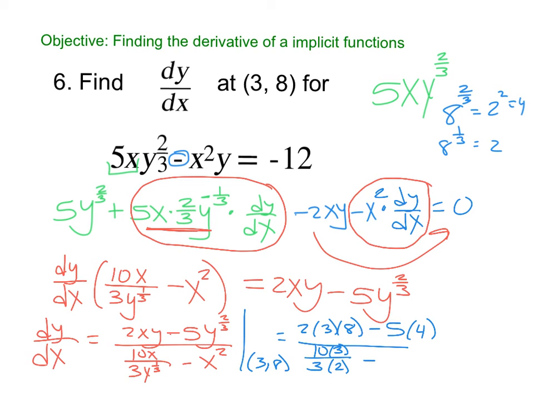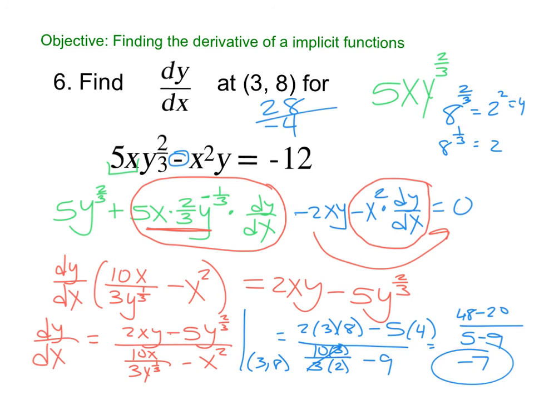Minus 9. Let's see. So that's 6 times 8 is 48. 48 minus 20. These cancel. 5 minus 9. So that's 28 over negative 4. So negative 7 is our final answer. Whew. That one was kind of hard too. I mean, they're doable. They're just a lot of work.